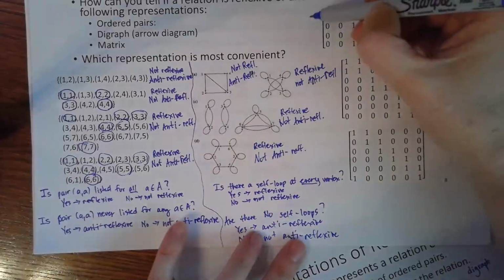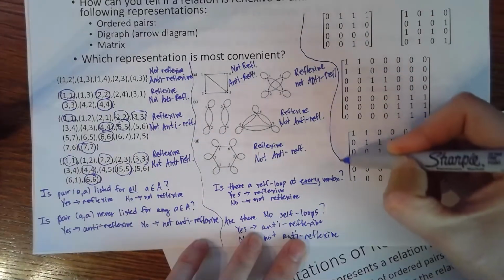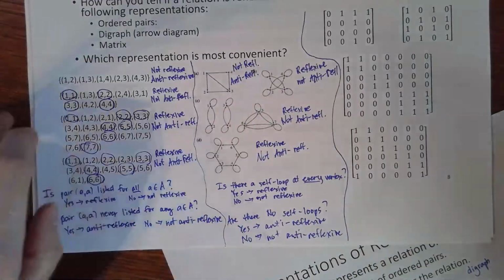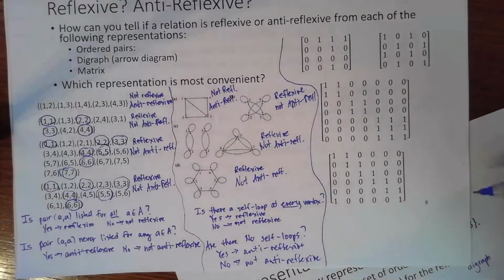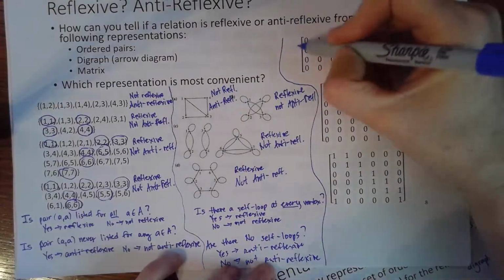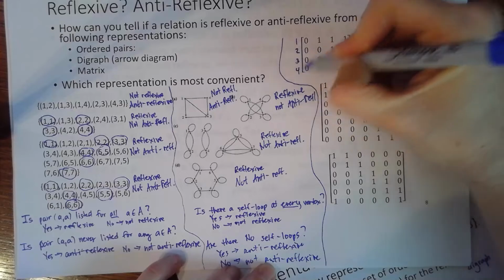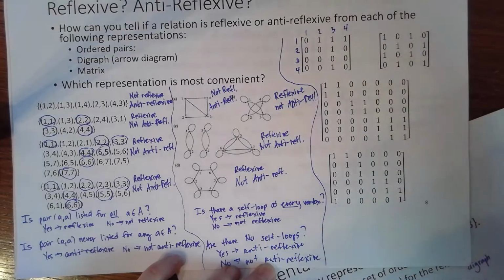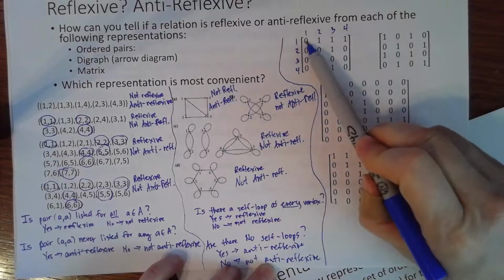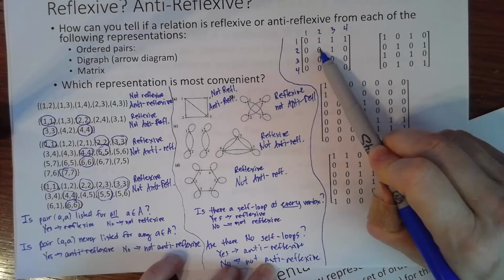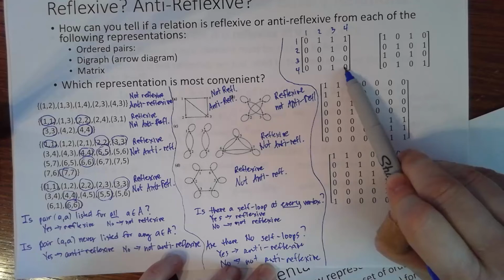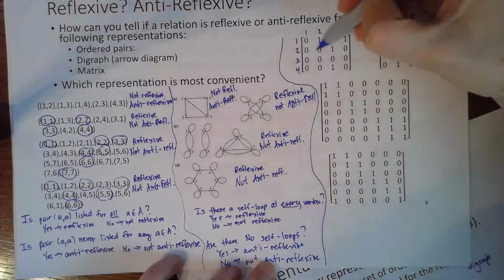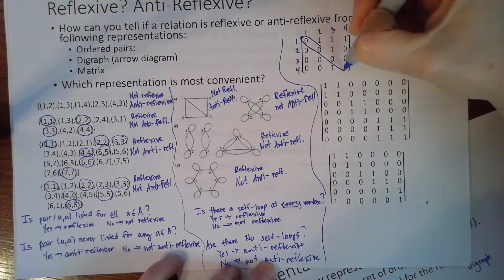All right, so that takes care of the digraph representation. Let's think about the matrix. For a matrix, if I want to see if an element is related to itself, let's just go up to this one first. This is 1, 2, 3, 4, 1, 2, 3, 4. Well, 1 related to 1 is here, 2 related to 2 is here, 3 related to 3 is here, 4 related to 4 is here. What we can see is that those are all along the diagonal. So if I just look at the diagonal, that's all I need to consider.